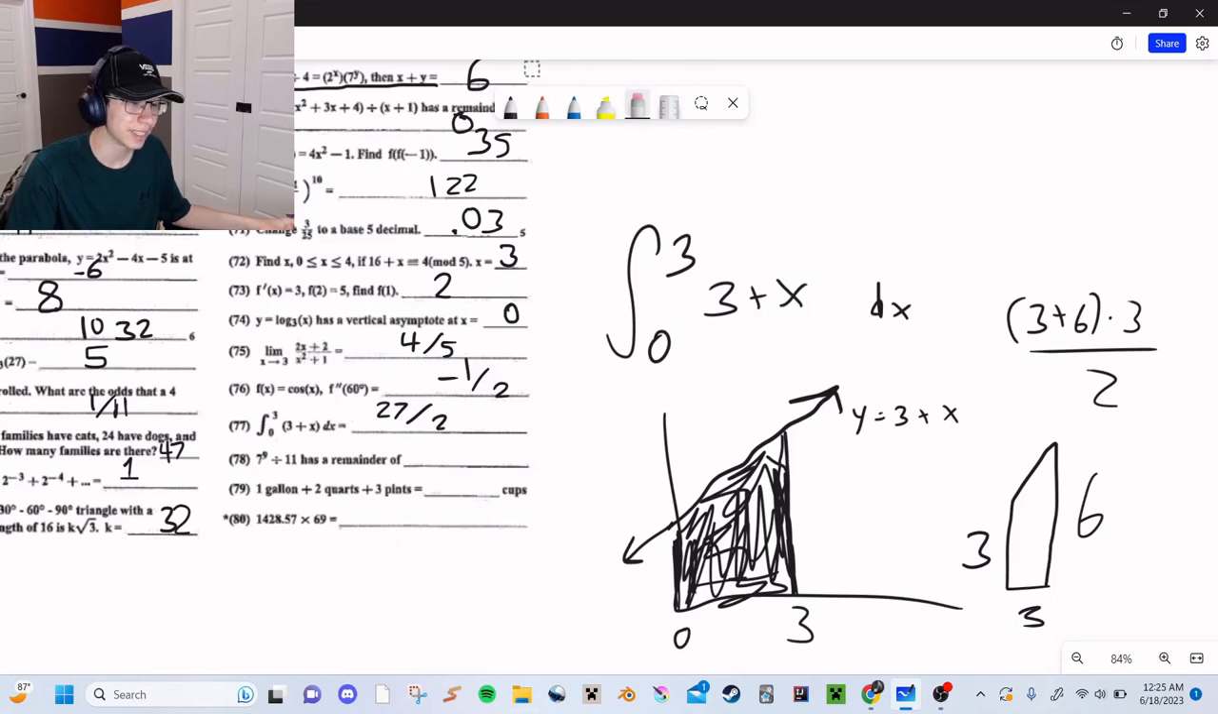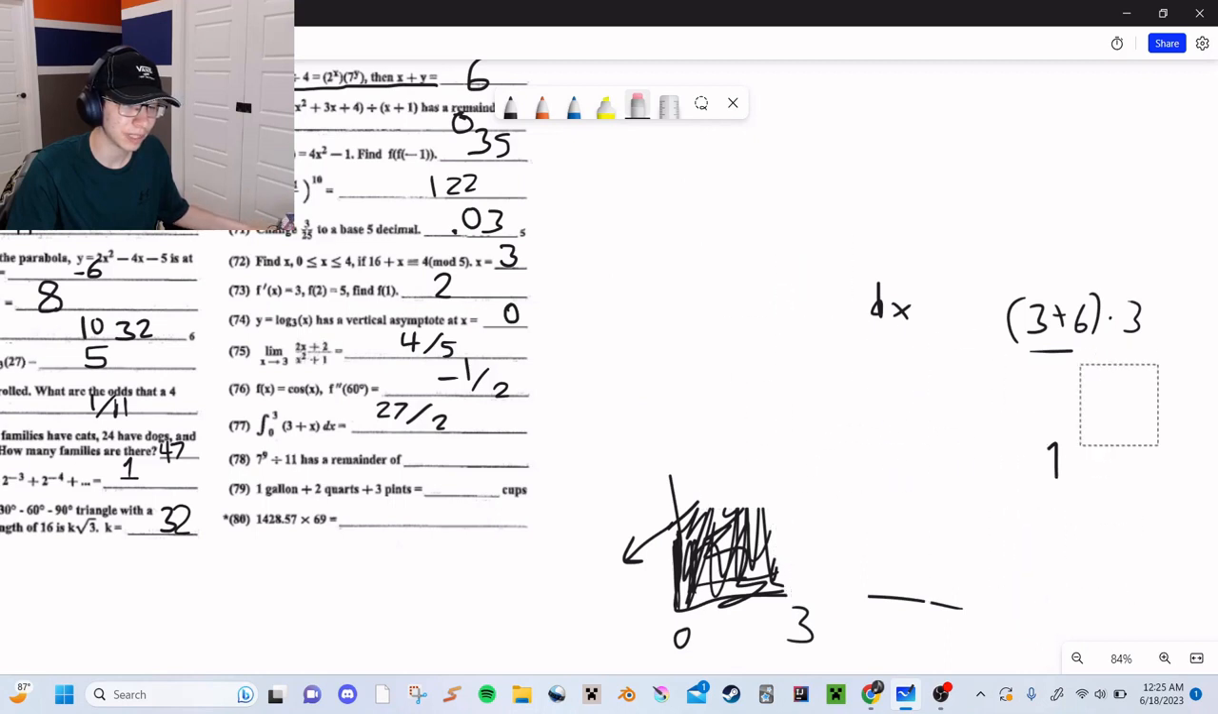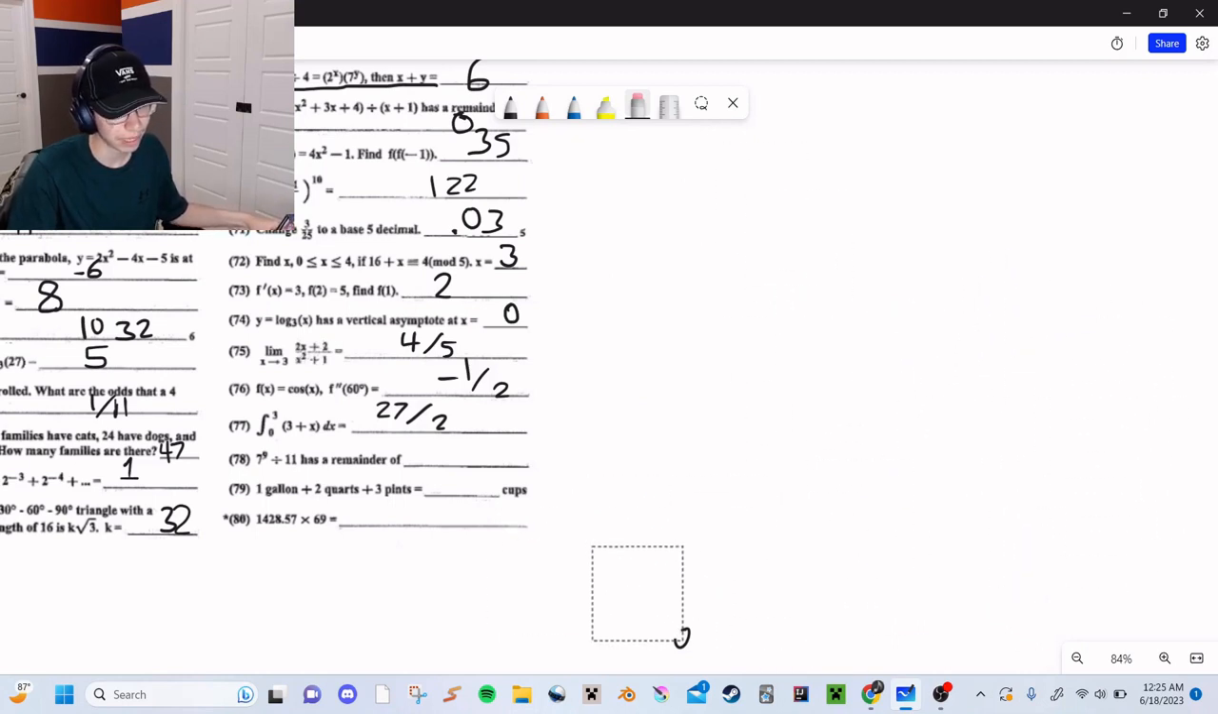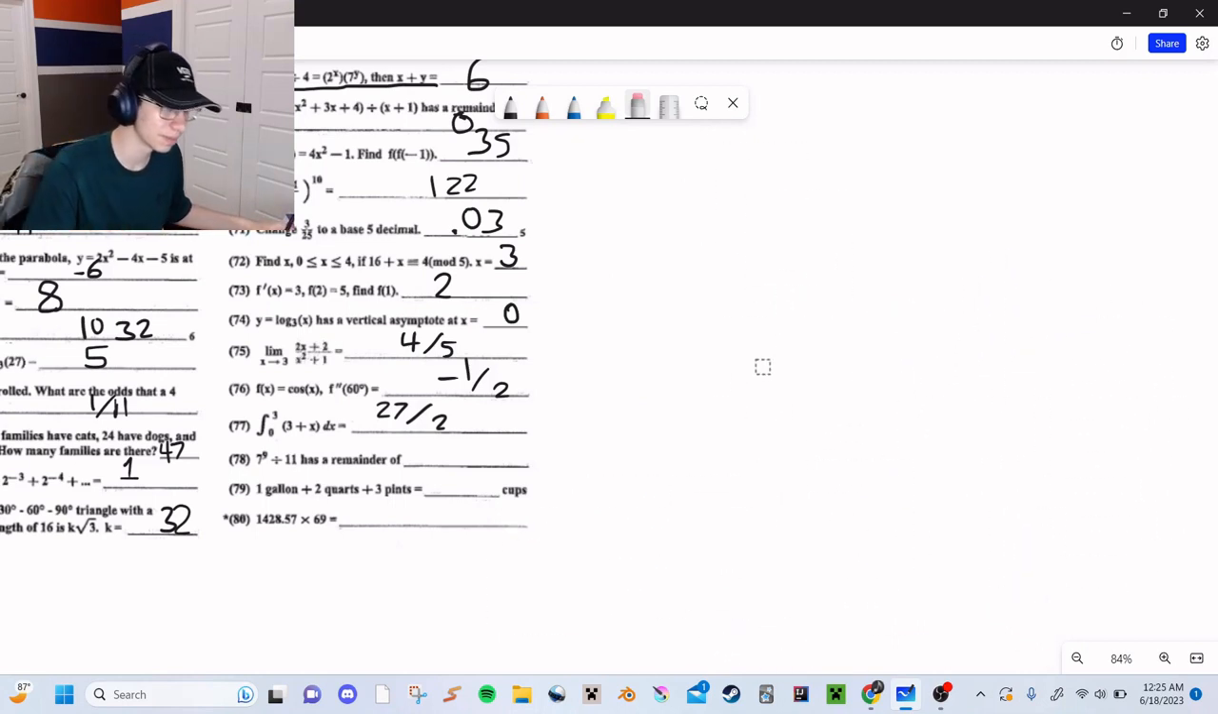Or you could integrate it, but I think that's a little slower, getting the antiderivative, plugging it in. I like visualizing if I can for integrals. Okay, 78 for Fermat's little theorem.